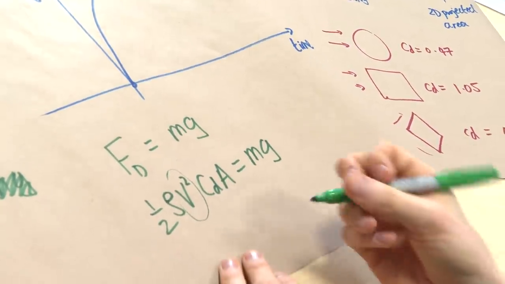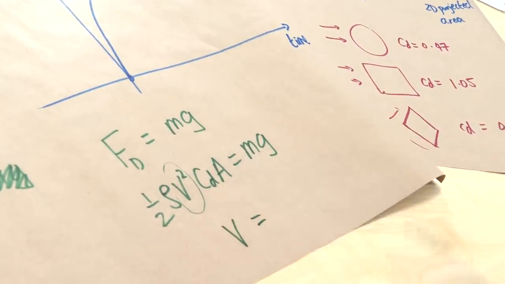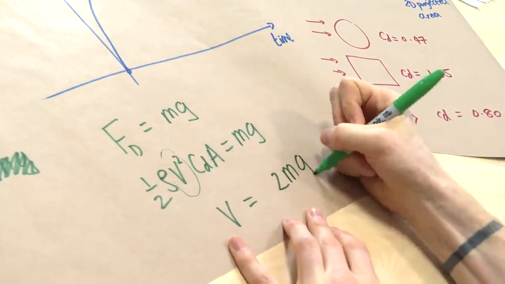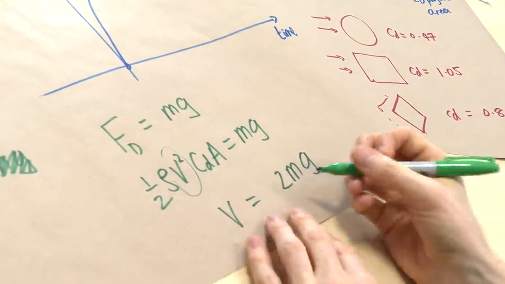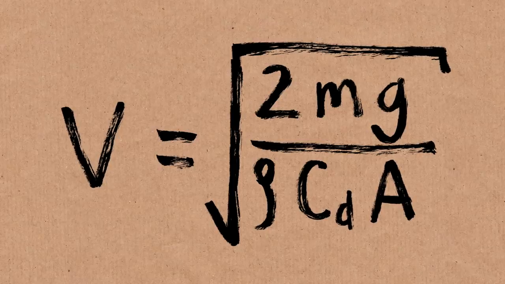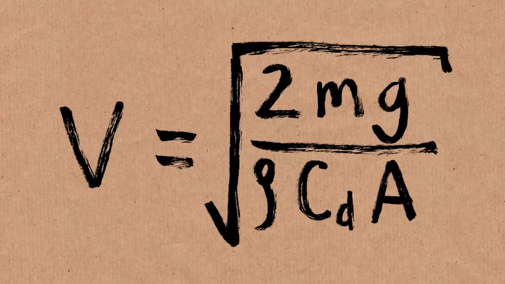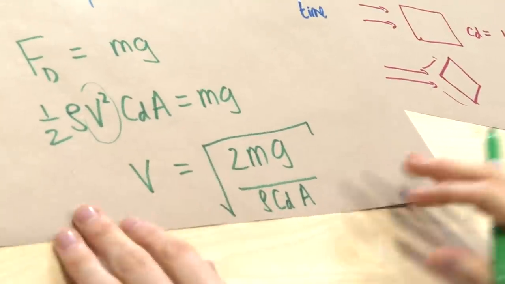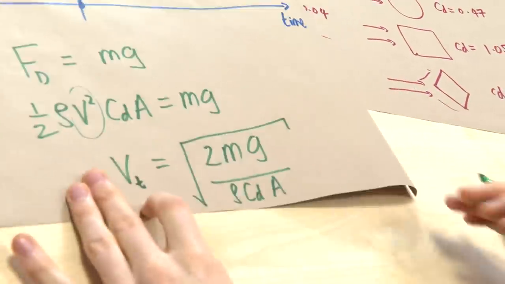So you rearrange this and we're going to get V equals the square root of 2mg divided by rho, the drag coefficient, and the area. And we take the positive square root because, well, we're falling down, but we're taking the positive value of velocity. So this is going to be our terminal velocity here.